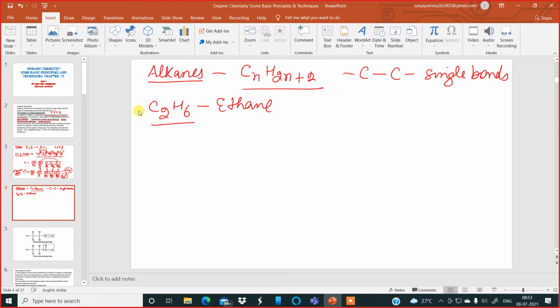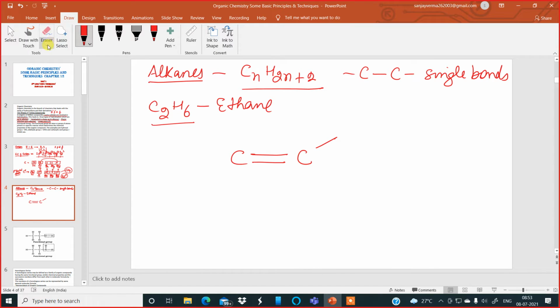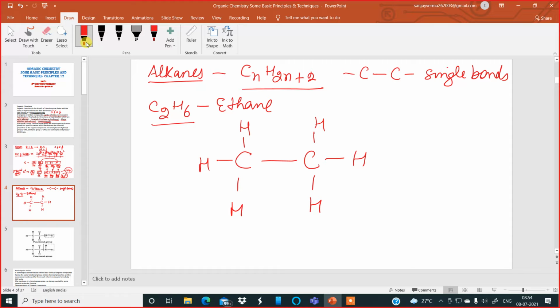In ethane, if I draw the structural formula, it becomes like this: one carbon, another carbon, then 3 hydrogens over here, and another 3 hydrogens on the first carbon. Now, this is a sigma bond, sigma bond, sigma bond, sigma bond, sigma bond, sigma bond, and sigma bond. So, all single bonds.